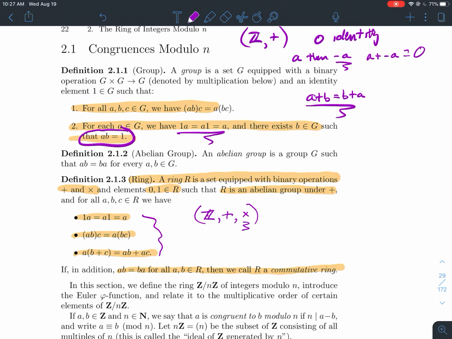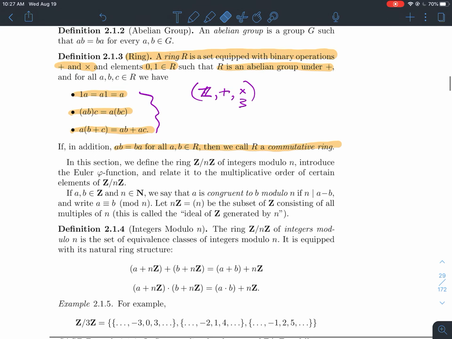And what I was trying to say earlier is it's okay that 2 times something has no way of giving me 1. Well, this number would have to be 1/2, which is not an element of Z. But we're not bothered by that. We don't require multiplicative inverses to have a ring. So a ring just has that extra bit of structure.